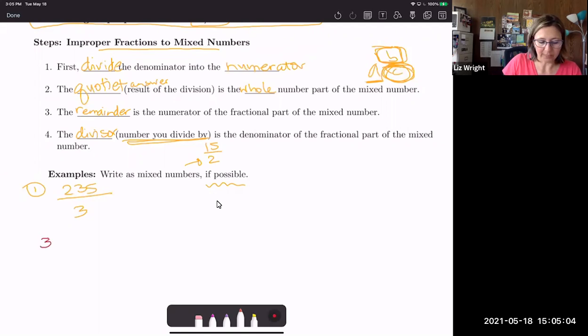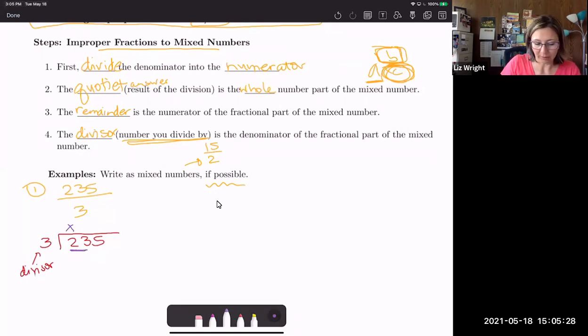So 3 is our divisor. We're going to put it into 235. So this is your divisor. And you look at the first digit. Can 3 go into 2? No. I was taught to put an X or something over it, put my finger above it and move to the next one.